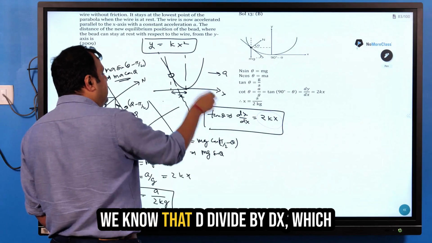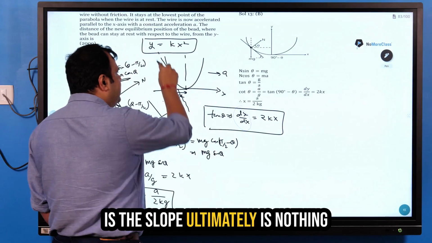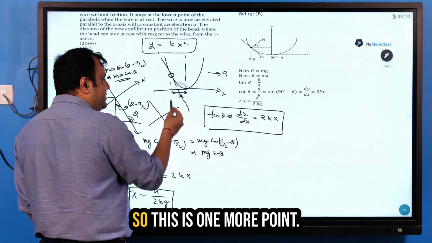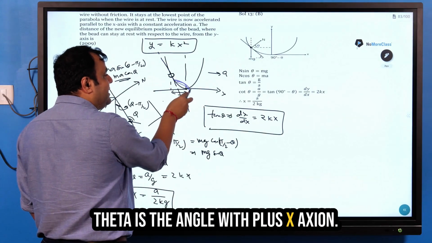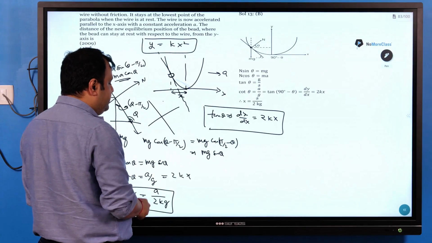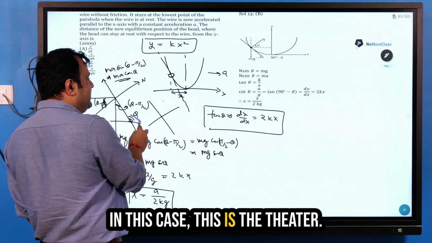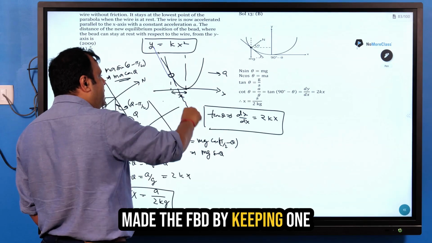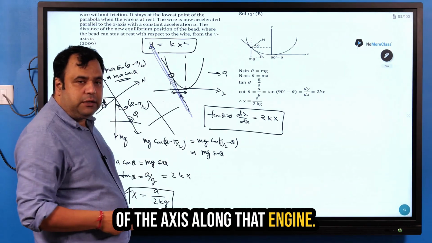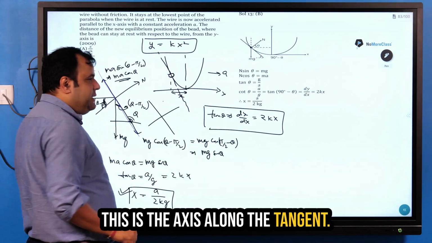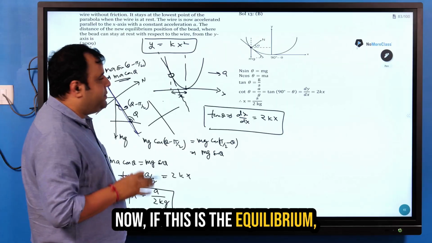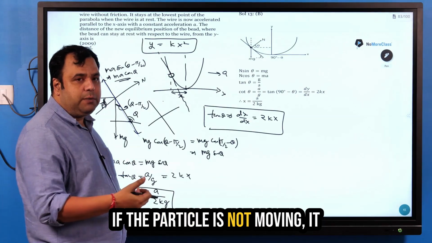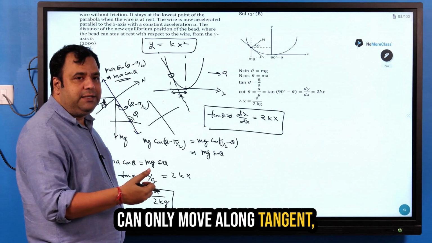We know dy by dx, which is the slope ultimately, is nothing but tan theta, where theta is the angle with the plus x-axis. Then at the equilibrium position, I made the FBD by keeping one of the axes along the tangent. Now, if this is the equilibrium, the particle is not moving, and the particle can only move along the tangent.